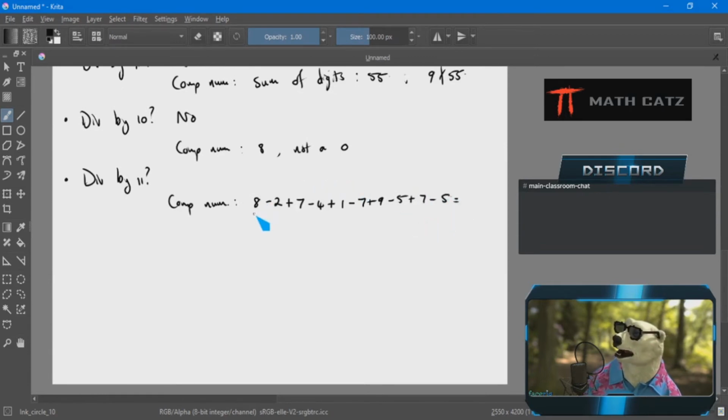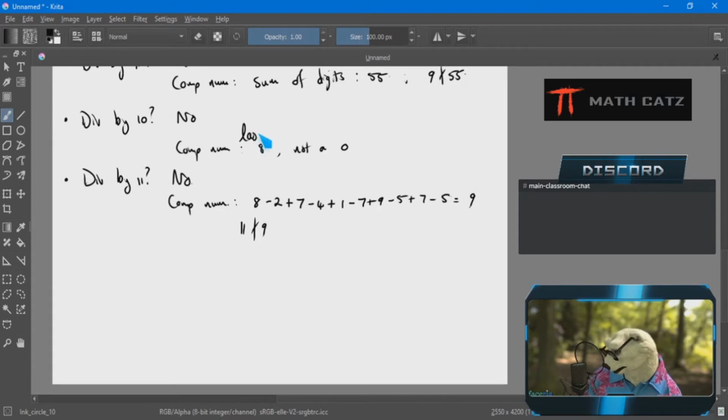Okay. 8 minus 2 is 6, then I have 13, then I have a 9, then I have a 10, then I have a 3, 12, 7, 14, 9 it looks like. And 11 does not divide into 9, so that is a no. Unfortunately not. So I don't want to say, oh, my comparison number is 9. I want to explain a little bit. I should do more here.